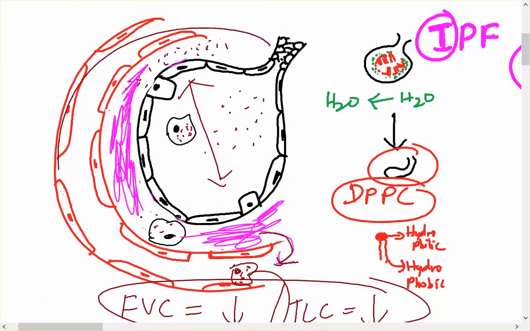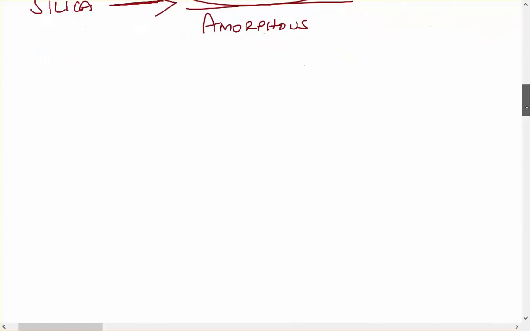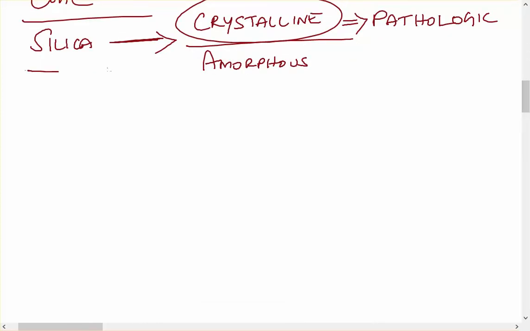The same process happens, but here the substance is different. It is a crystalline form of silica. So next I am going to talk about a very dangerous substance. I will draw a separate picture for it. It is called asbestos. Have you ever heard of this name? Asbestos.